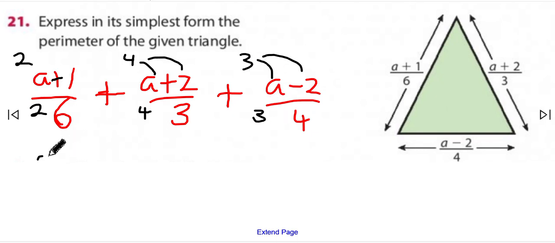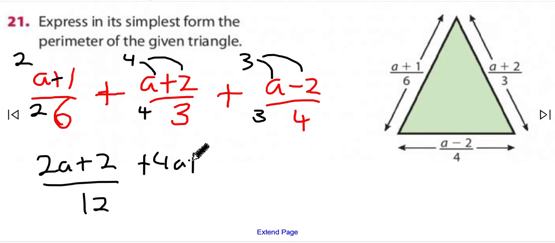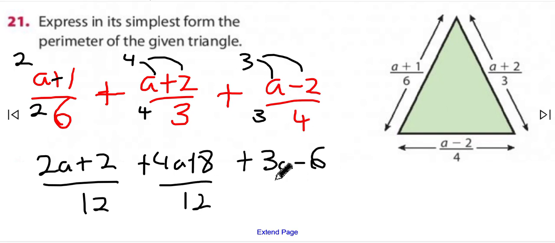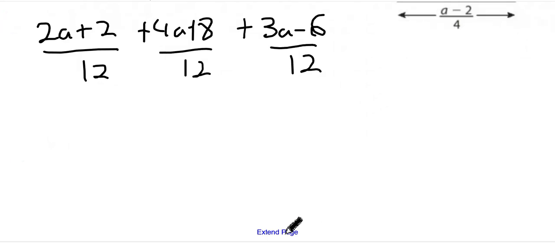So what we're going to get is 2a plus 2, is it? Over 12. Then we're going to get 4a plus 8. Once again, all over 12. And then we're going to get 3a minus 6 all over 12.